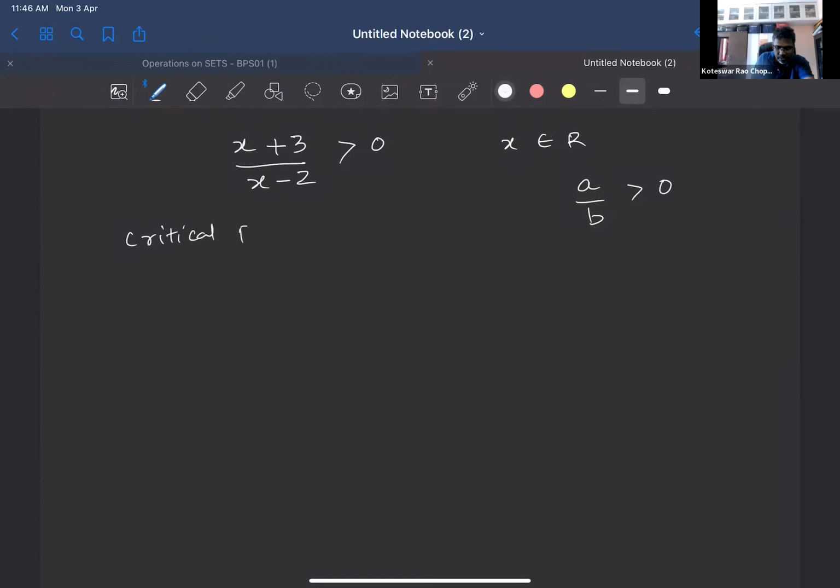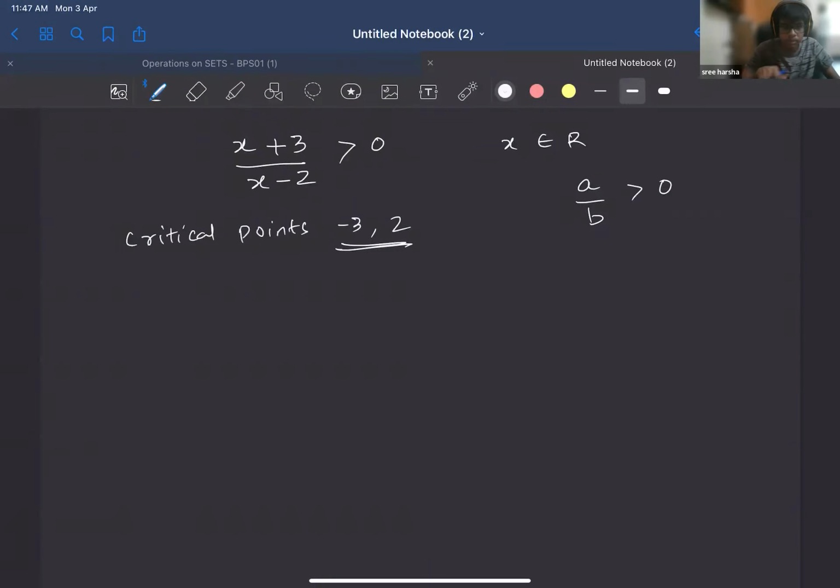So the critical points are minus 3 and 2. Yeah, sorry, minus 3 and 2. So those are the critical points. But now you have to be careful here. When you have A divided by B greater than 0, first of all, can your B be 0?